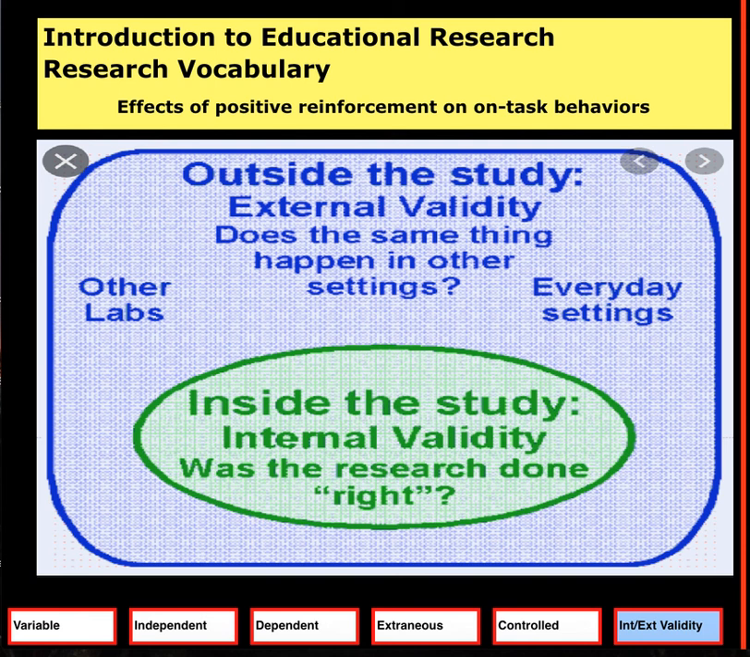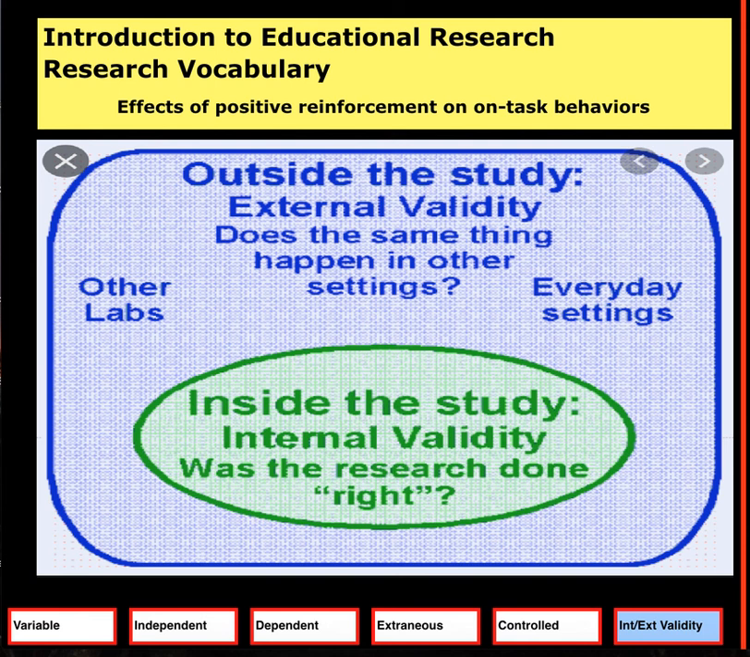Now, you can see that on your screen. You see the graphic and the green oval. Inside the study, that's internal validity. Was the research done right? Were extraneous and confounding variables controlled for? And next, we have the concept of external validity.